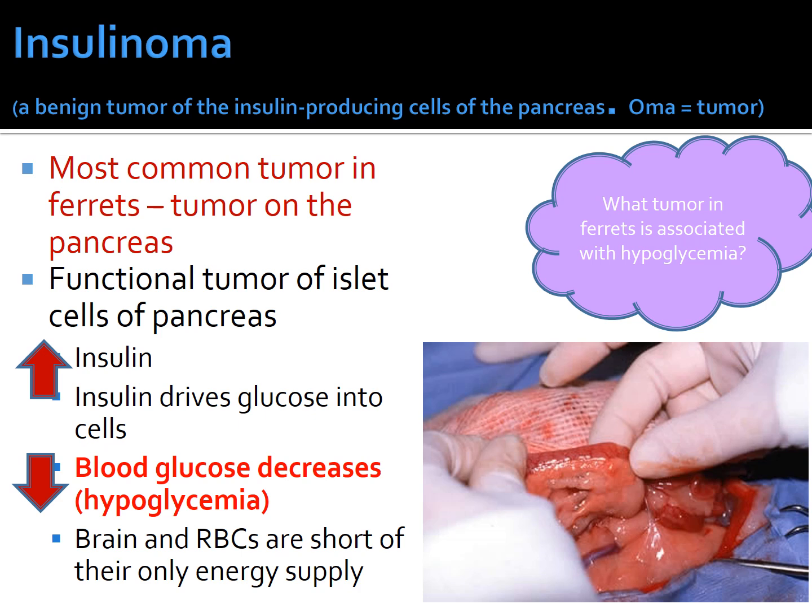It impacts the islet cells of the pancreas. It increases insulin. The insulin drives glucose into the cells. Then the blood glucose is going to decrease, causing a hypoglycemia. With that, the brain and the red blood cells are going to be short of that sugar, and that is a death sentence potentially. So please know that there is a tumor in ferrets associated with hypoglycemia, and that is an insuloma.